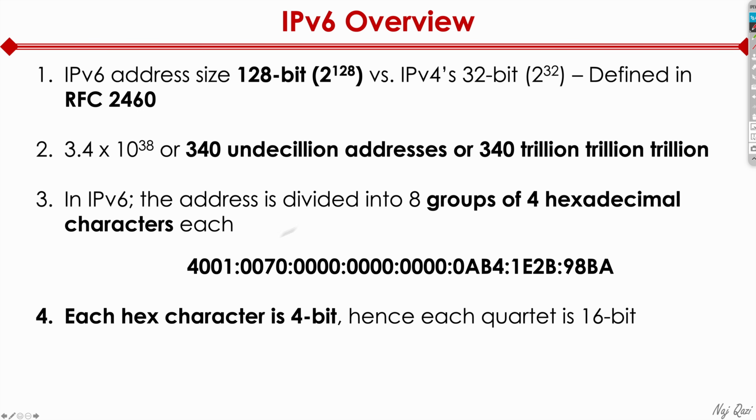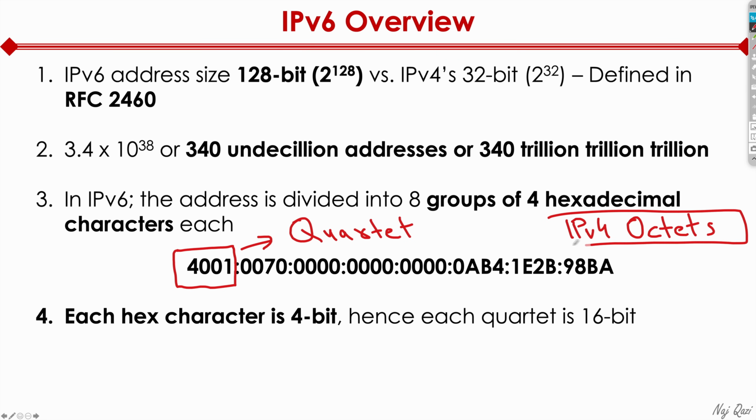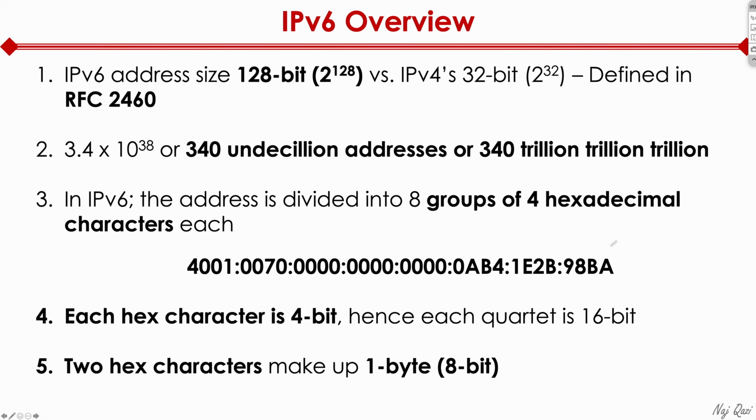Another element I want to bring to your attention is that this one block of IPs is called a quartet, as opposed to, if you remember, in IPv4, we had octets. So IPv4 had octets. Here in the IPv6 world, we have quartets. And each quartet is 16-bit because each hexadecimal character is 4 bits in binary, and 2 hex characters make up a byte, or 8 bits. So if this is 4 bits and if this is 4 bits, then if you were to combine them together, that's 8 bits, and 8 bits equal 1 byte.